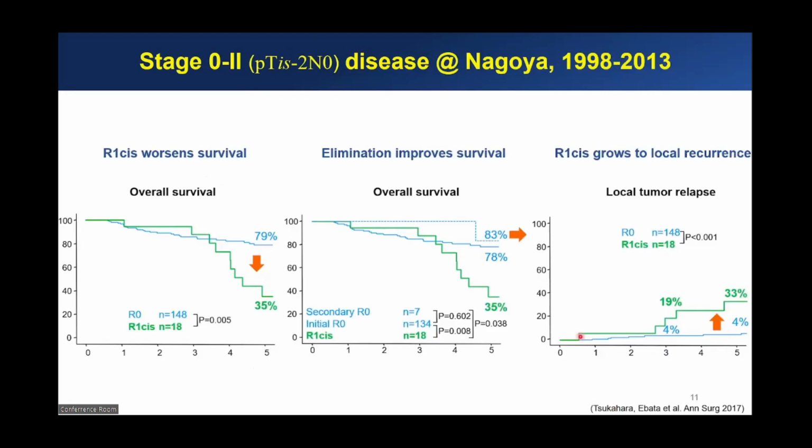And survival is shown here. R1 CIS worsened survival, especially after 3 years. The difference is about 40%. And if we additionally resect the R1 CIS and convert to R0, so this is secondary R0 here, the survival is similar to R0. So this is a successful strategy during operation.